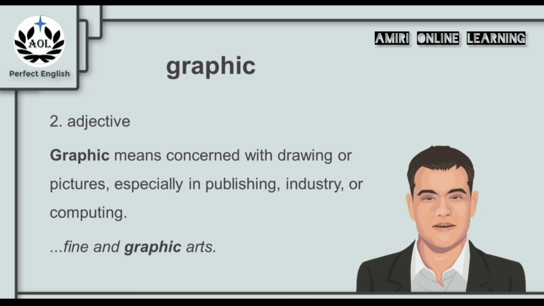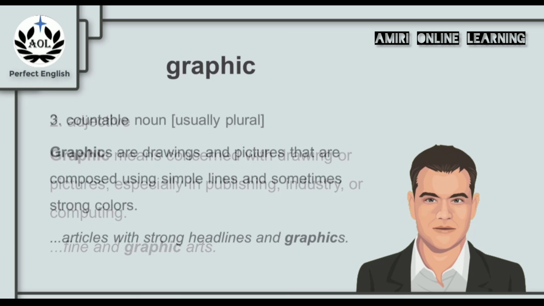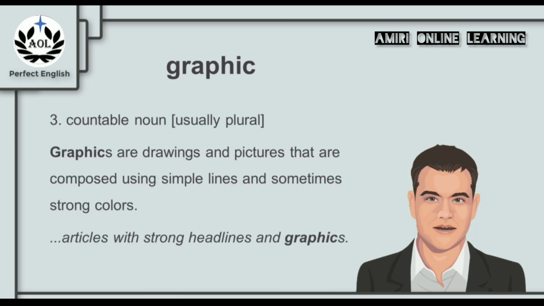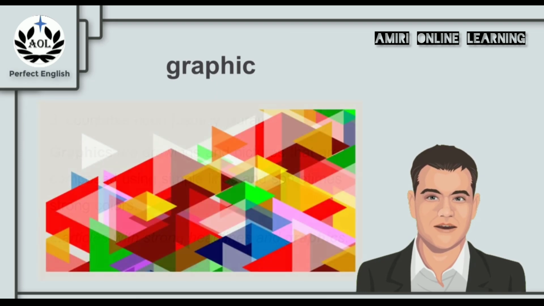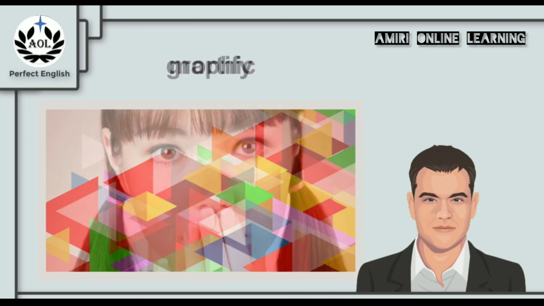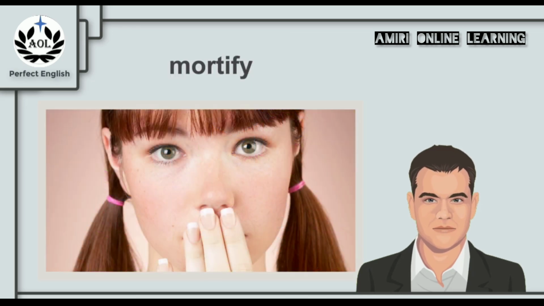And graphic can also be used in a different context. Now, graphics are drawings and pictures that are composed using simple lines and sometimes strong colors. For example, we say articles with strong headlines and graphics. So the next time you remember this picture with all of those geometrical shapes and colors, remember the word graphic and what it means. And now for the next key word, mortify.